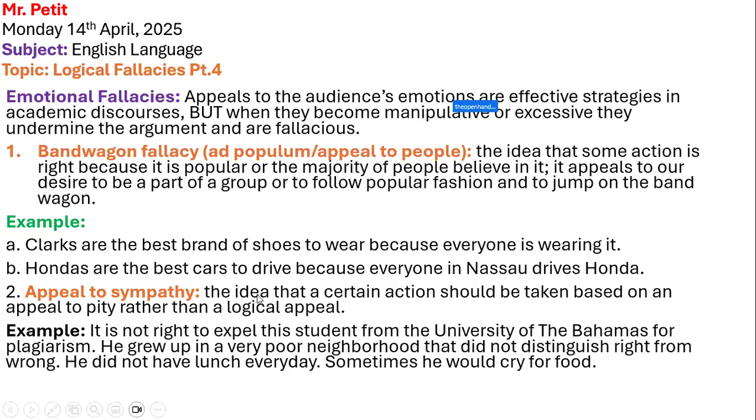It is not right to expel the student from University of Bahamas for plagiarism. He grew up in a very poor neighborhood that does not distinguish right from wrong. He did not have lunch every day. Sometimes he would cry for food. And that is why we should not expel him from the university because of plagiarism. Okay? Shouldn't you say it is not right to expel the student from UB for plagiarism because he grew up blah blah blah. I didn't want to make it too long. That's why I separated it.